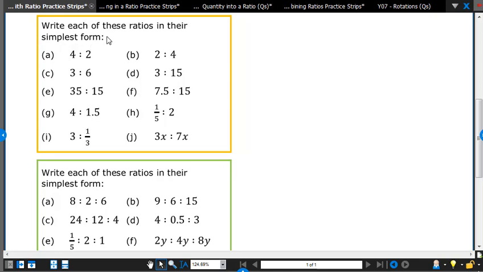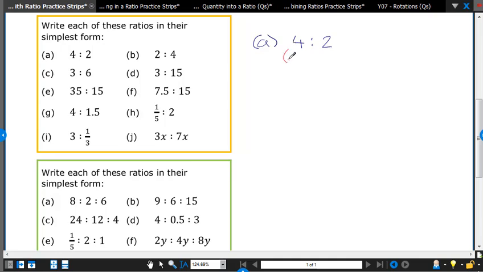So here we're asked, write each of these ratios in their simplest form. So basically what we're looking for here is what are the common factors between these two numbers? If we get the common factor, we can simplify that. So for example, if we look at A, 4 to 2, how can we simplify that? Well, the common factor is 2, so 4 divided by 2 is 2.